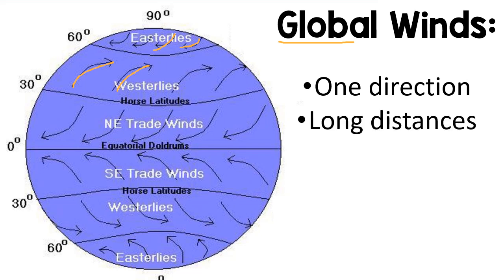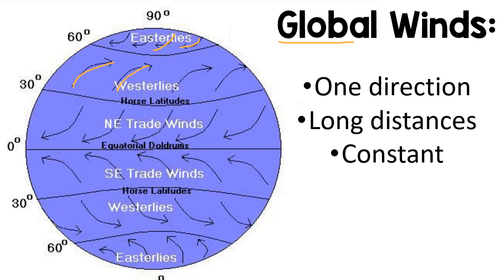They also blow over much longer distances, okay? They are going to go over hundreds of miles. They're also constant. So these are winds that are always blowing no matter what the weather is doing.